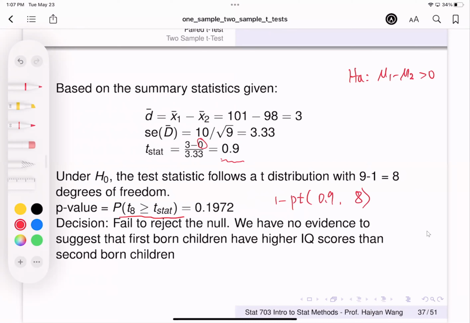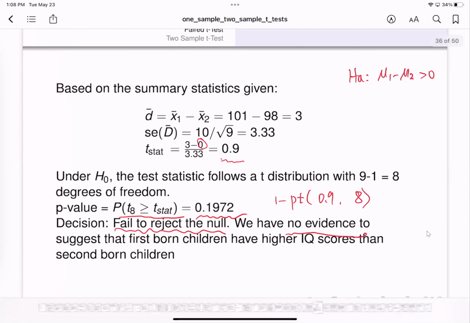And with this p-value, after finishing computation, you see that 0.1972, that's a value not small. For any reasonable significance level, like 0.1, 0.05, or 0.01, this p-value is always greater than the significance level. Therefore, we will not reject the null hypothesis. So when we don't reject, we say fail to reject the null hypothesis. And therefore, we conclude no evidence to say that the firstborn has higher IQ than the second-born children.